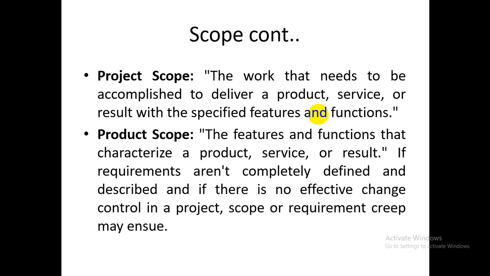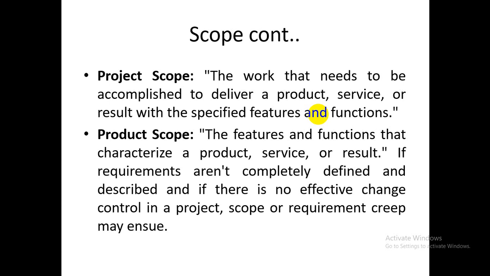With the project scope, this one involves the work that needs to be accomplished, or the work that needs to be completed to deliver the product. Okay, the work that must be done in order to deliver the product or the service. Suppose the project you are working on is a service project. Then with the product scope, here we are looking at the features and the functions that characterize the product.